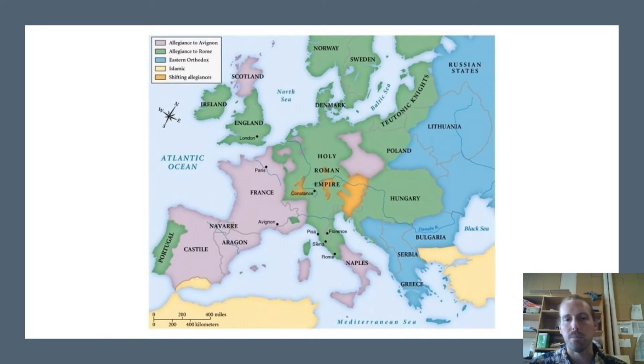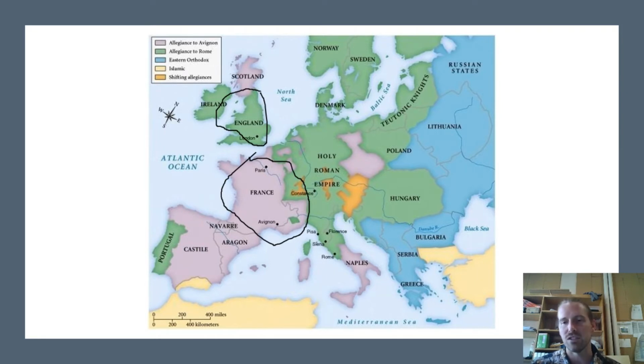So on this map, we can see some of the divisions that are becoming problematic in Europe. We can see that France here is in support, or the French king at least, is in support of the Pope in Avignon. That should not come as a surprise. The French king controls the Pope in Avignon. England supports the Pope in Rome.